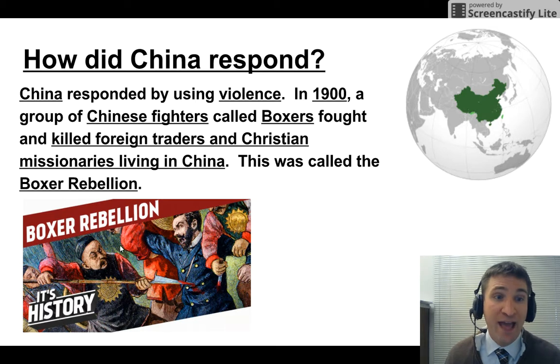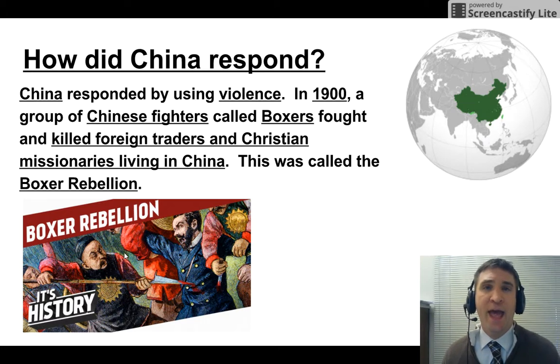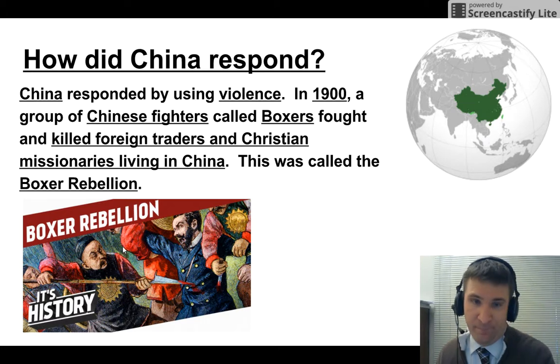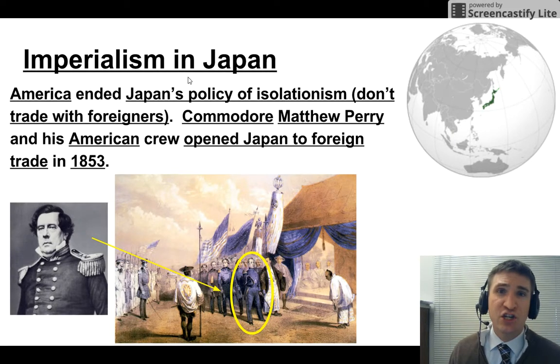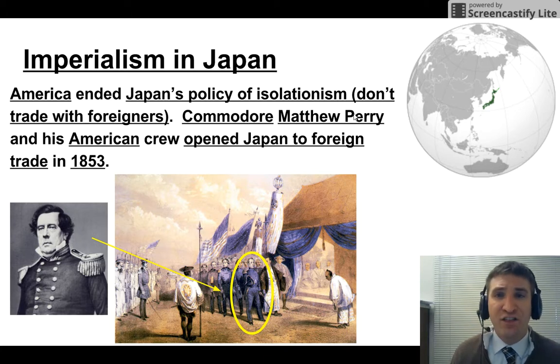Imperialism in Japan. We head further east to the island country of Japan. America ended Japan's policy of isolationism, which means don't trade with foreigners. Commodore, which is a military leader term, Commodore Matthew Perry and his American crew opened Japan to foreign trade in 1853. Here is Matthew Perry, and this painting shows Matthew Perry and his American crew meeting Japanese leaders for the very first time.